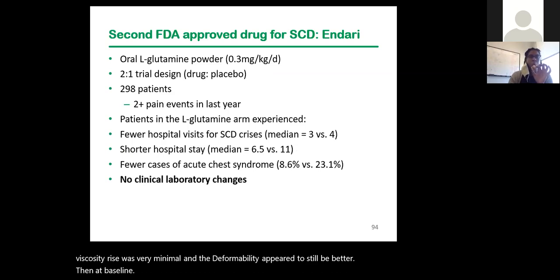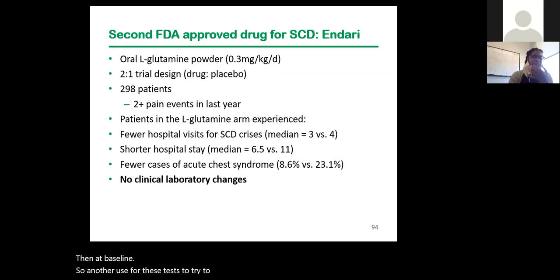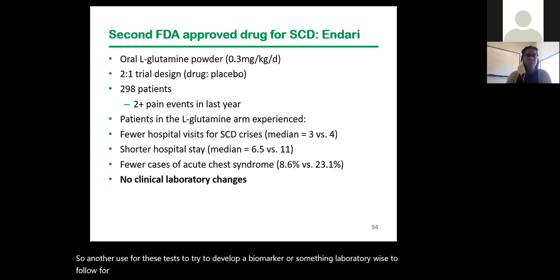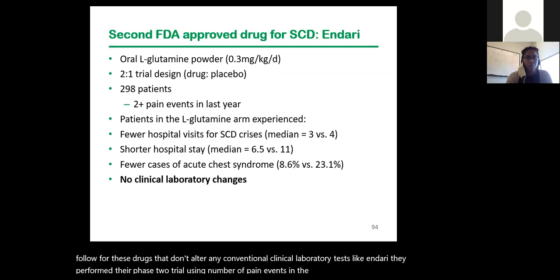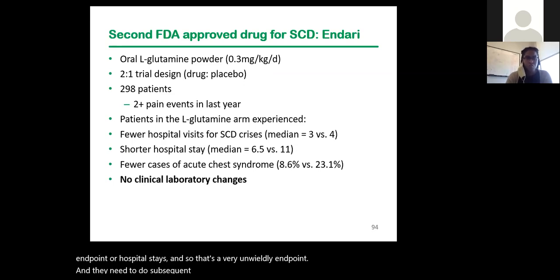So another use for these tests is to try to develop a biomarker, something laboratory-wise to follow for these drugs that don't alter any conventional clinical laboratory tests, like Endari. They performed their phase 3 trial using number of pain events in the last year as their primary endpoint, or hospital stays. And so that's a very unwieldy endpoint, and they need to do subsequent trials in order to satisfy things that the FDA had asked them to do and to try to get approval from the EHA in Europe, et cetera.